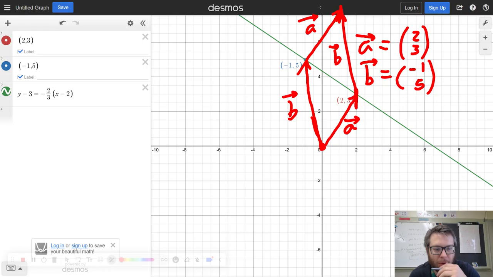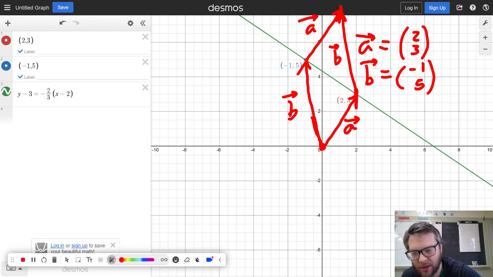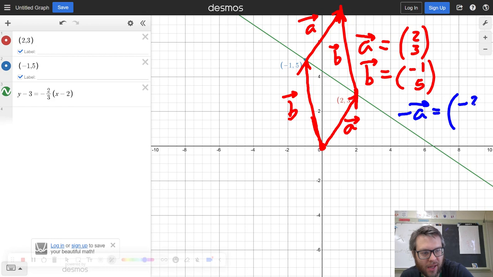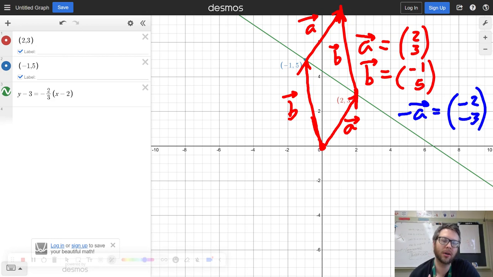Okay, so what we're really trying to do with vectors, though, is we're trying to find the vectors that go along that line. And so what I want you to think about is, what would it look like if I did negative A? Well, negative A would probably just mean we make the x component negative and the y component negative. So that would just mean we're going to go down 2 and then 3 to the left.